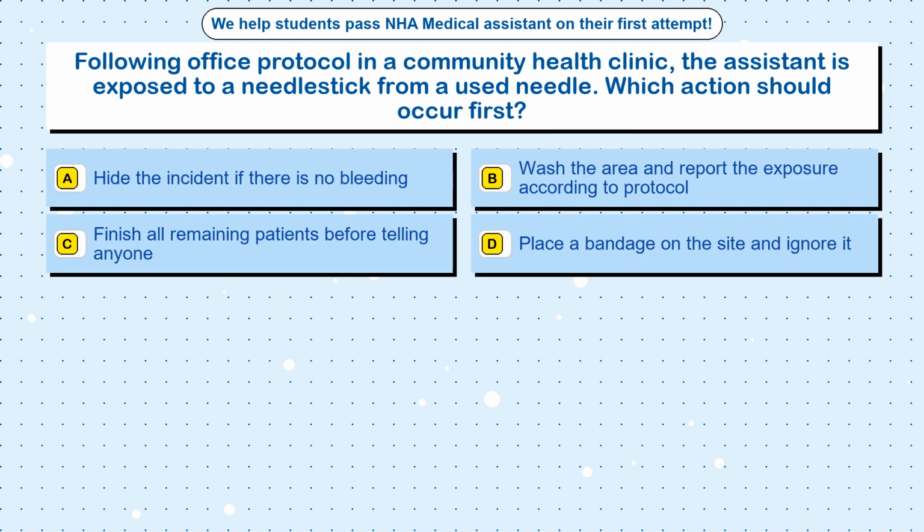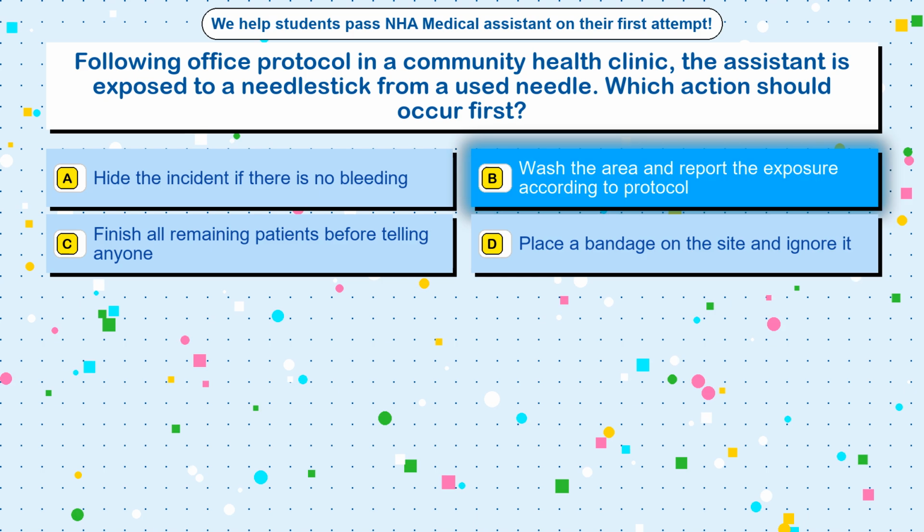Question 25. Following office protocol in a community health clinic, the assistant is exposed to a needle stick from a used needle. Which action should occur first? Option A. Hide the incident if there is no bleeding. Option B. Wash the area and report the exposure according to protocol. Option C. Finish all remaining patients before telling anyone. Option D. Place a bandage on the site and ignore it.